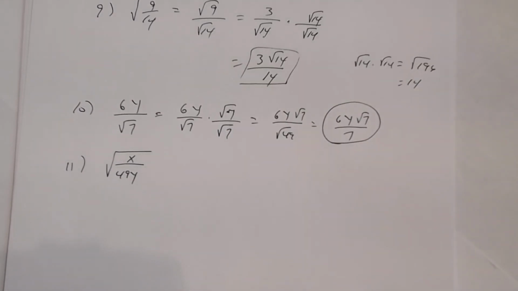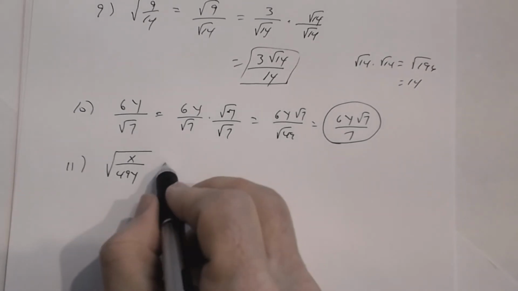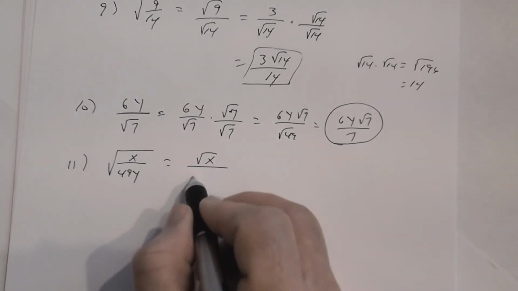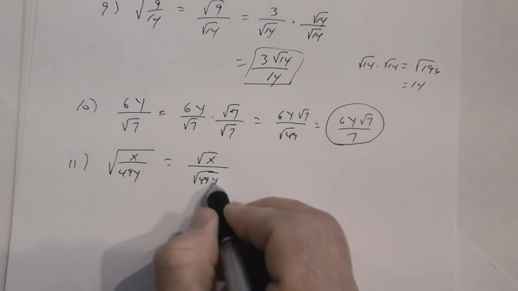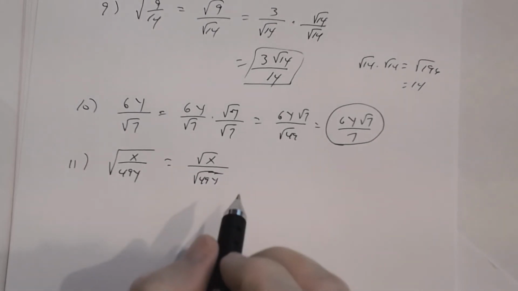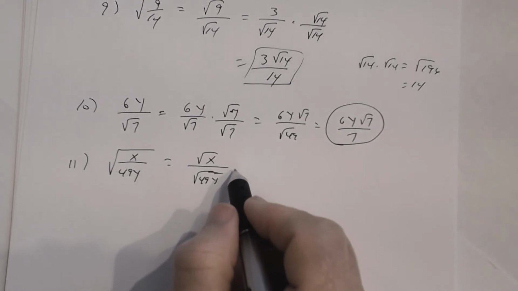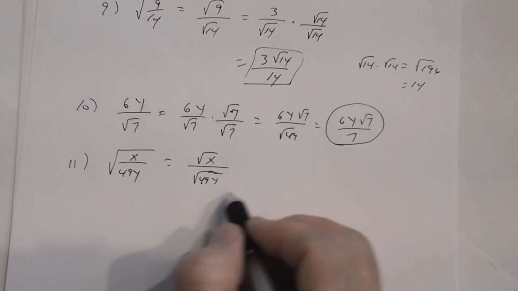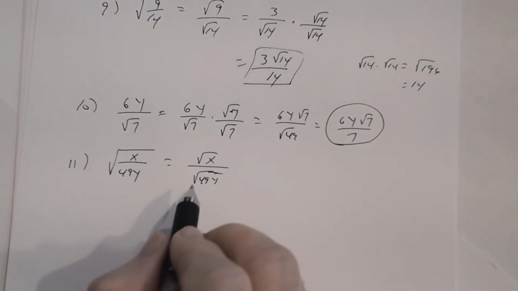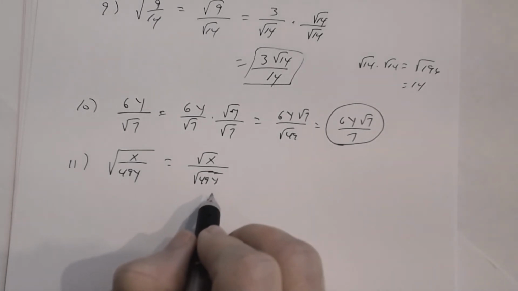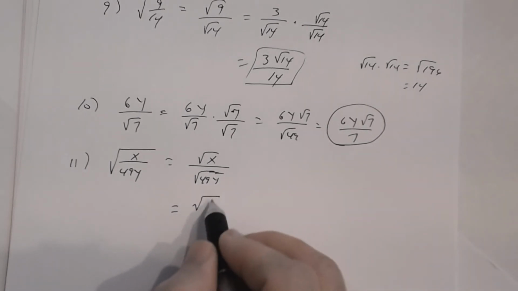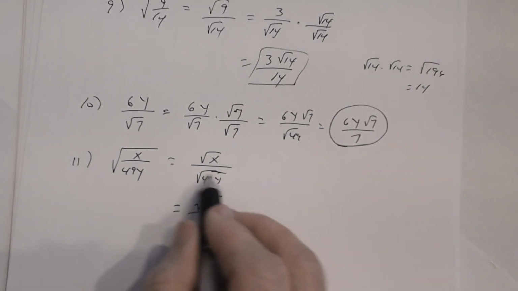Square root of x divided by 49y. So I'm going to rewrite this as the square root of x divided by the square root of 49y, right? But listen carefully to this, guys. Don't multiply the numerator and denominator by the square root of 49y. The reason is because 49 is a perfect square. So make things easier on yourself. Use the product rule right now.